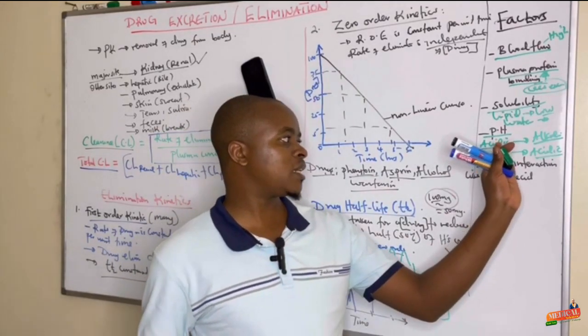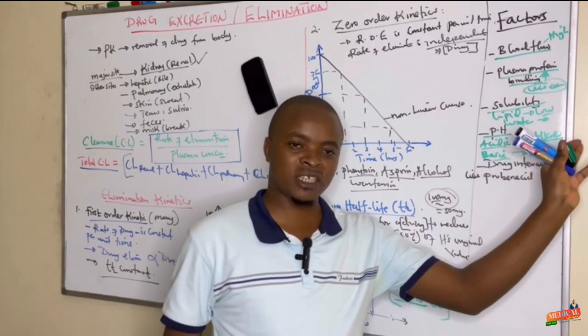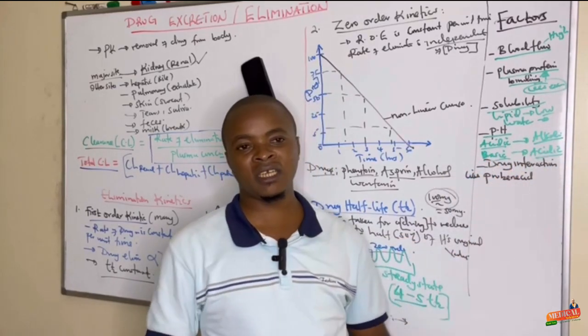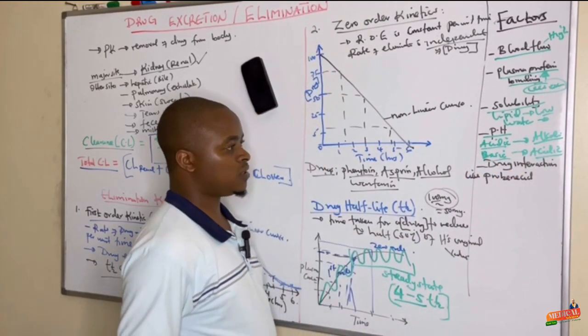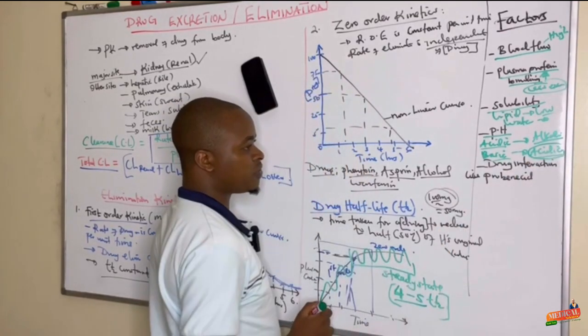So an example of an acidic drug which is enhanced by alkalization of the urine is aspirin, whereas the basic drug we can give is amphetamine, which is enhanced by acidifying urine.